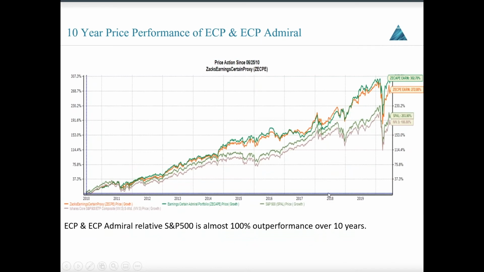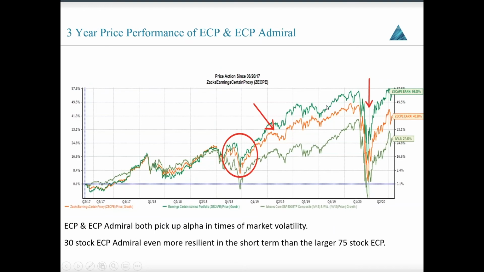And we see this time and time again, even in the 10-year price performance, right? We're looking at outperformance, and you can see, again, just more stable returns over time. You can see that the IVV and the S&P 500, a little bit of a trough here, and the broader benchmark, or the earnings certain family, just keeps picking up alpha. The 3-year probably shows it best.